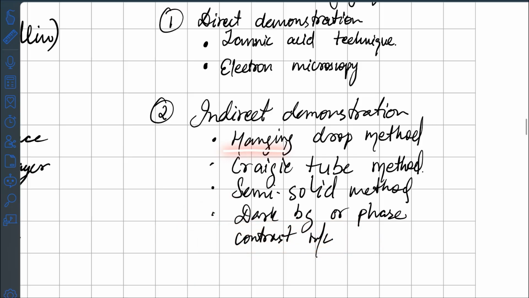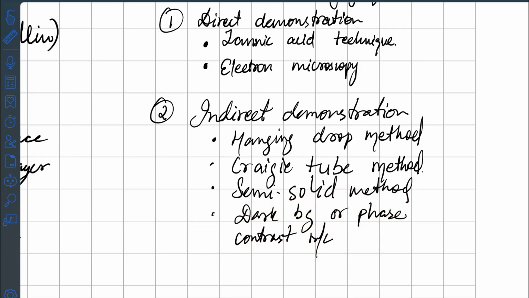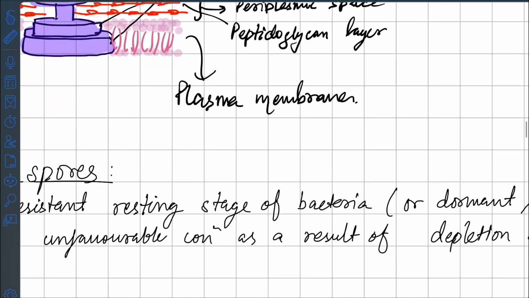The hanging drop method is a name you're going to hear many times ahead. Then there is dark background or phase contrast microscopy. This is a type of microscope under which you can demonstrate flagella.